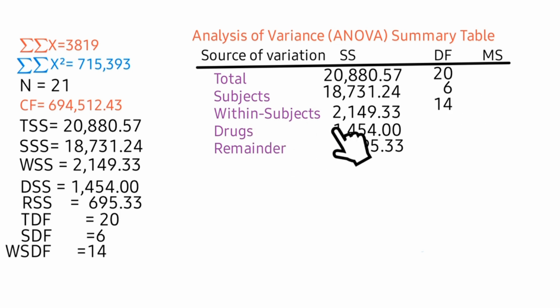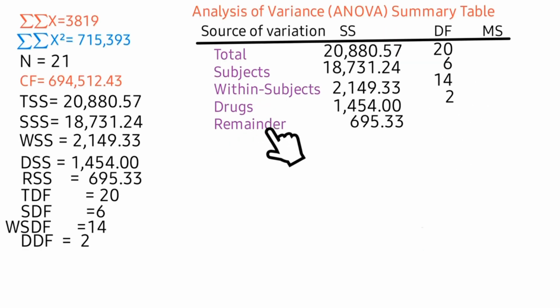Let's find drug's degree of freedom. Remember, we have 3 drugs. So our drug degree of freedom will be 3 minus 1. Drug degree of freedom, 2. Now let's proceed to finding remainder degree of freedom. Remainder degree of freedom is subject degree of freedom, being 6, times drug degree of freedom, being 2. Of course, 6 times 2 gives 12.